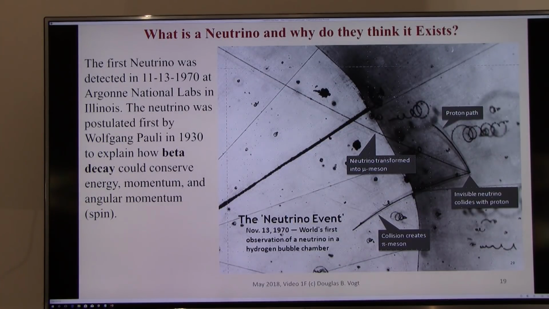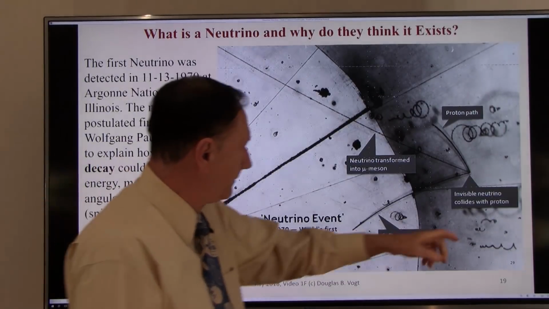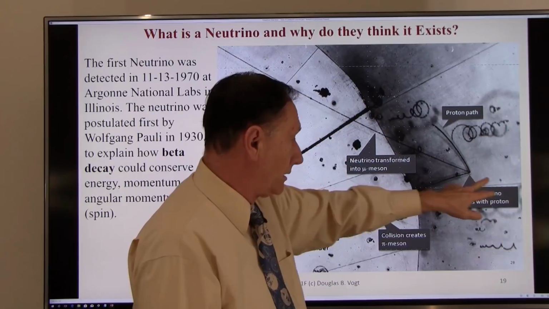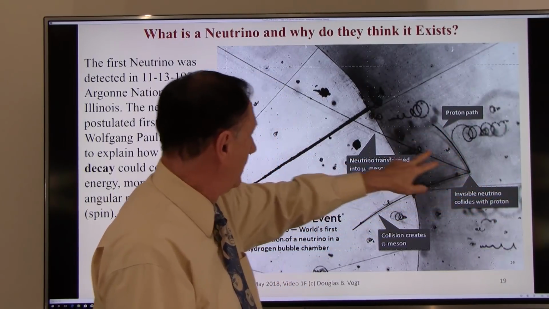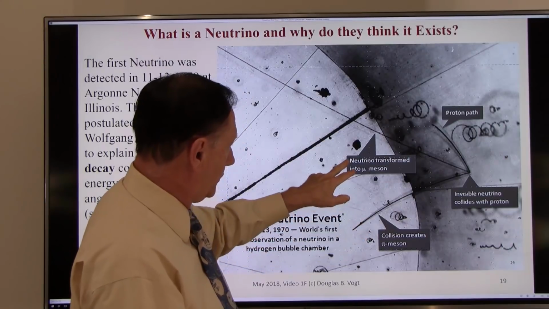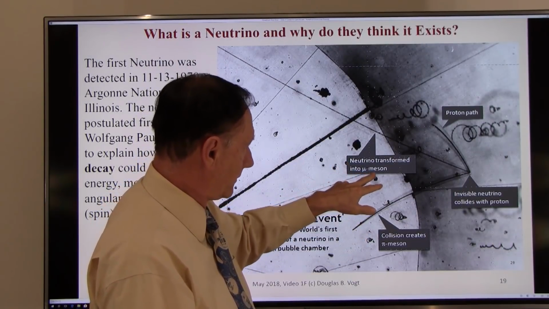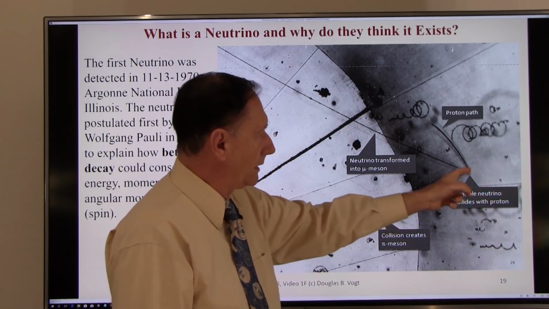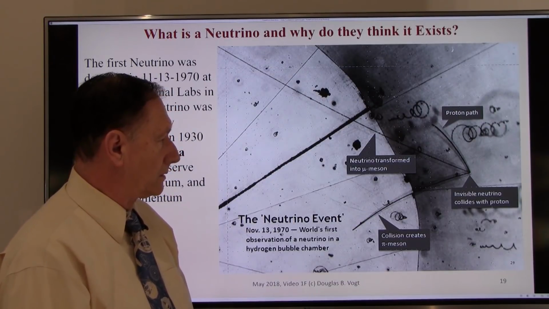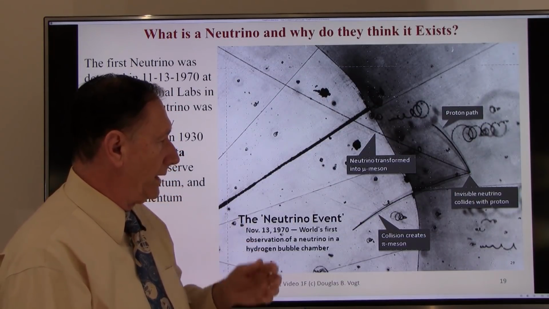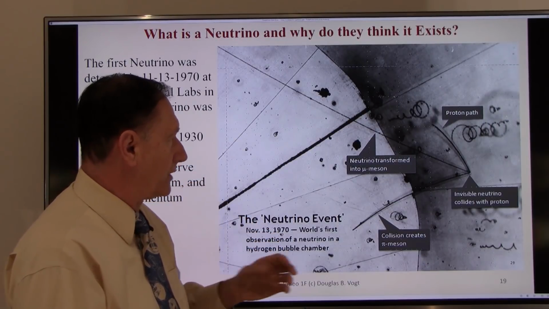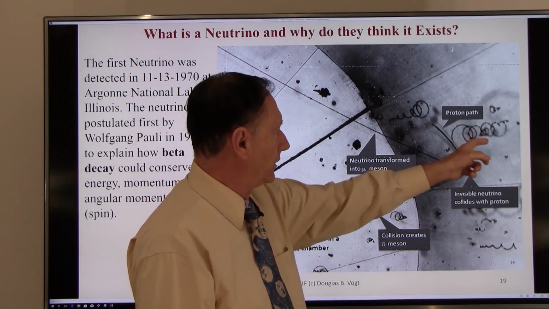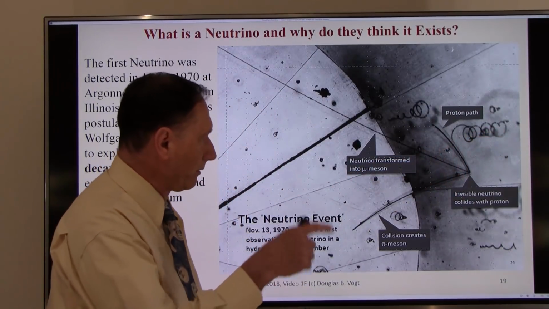The first neutrino was detected in 1970, at Argonne National Labs, the University of Chicago. And they were trying to show beta decay. Again, something magic comes across here. See, there's nothing here. All of a sudden, they see this path, and that. Neutrino formed into a mu meson, a particle. Invisible neutrino collides with a proton. Again, this is all guesswork. Trying to save momentum and other things, and why this is happening. Again, of course, the curlicue I explained earlier, because it's going around this toroid shape.